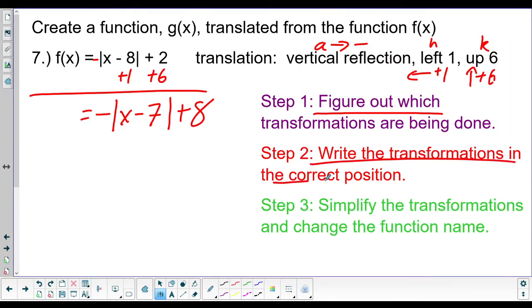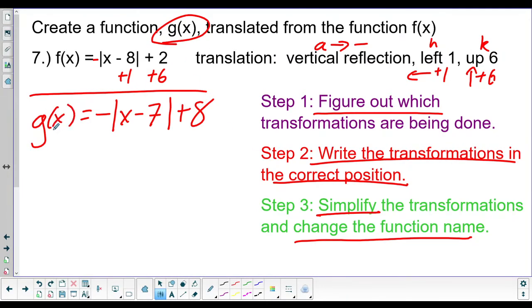We wrote the transformations in the correct position. We simplified. Now we have to change the function name. They want the new one to be g of x. And we're done. Good job.